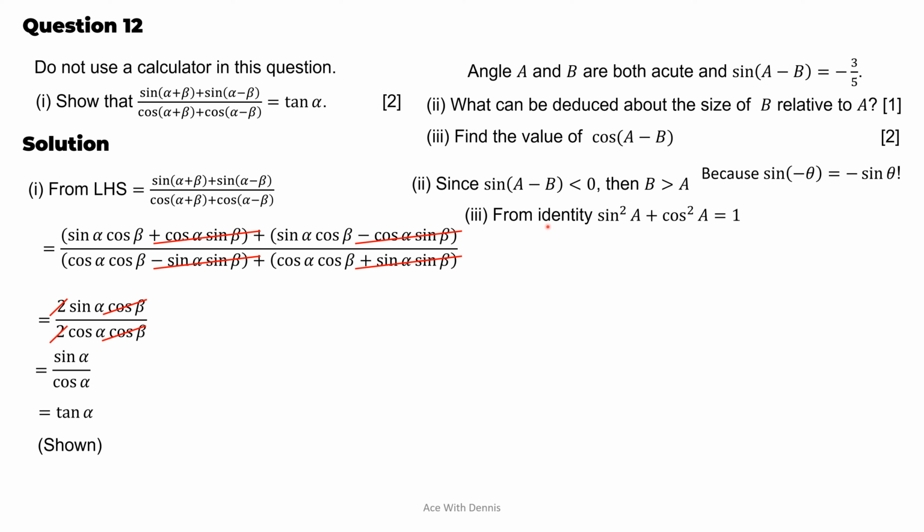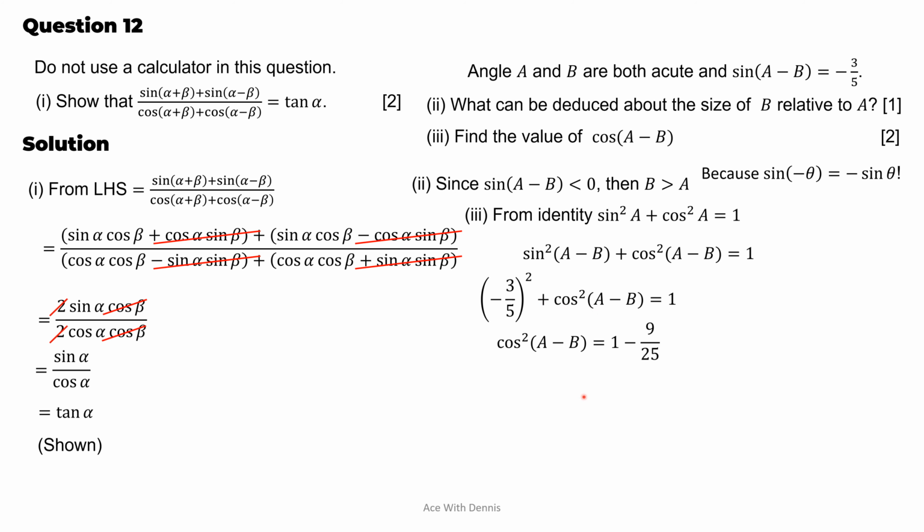Okay, then part 3, we can use the identity sine squared A plus cosine squared A equals 1. So sine squared (A minus B) plus cosine squared (A minus B) equals 1. We know that sine (A minus B) is negative 3 over 5, so substituting, we get 9 over 25 plus cosine squared (A minus B) equals 1. Therefore, cosine squared (A minus B) equals 1 minus 9 over 25, which is 16 over 25.